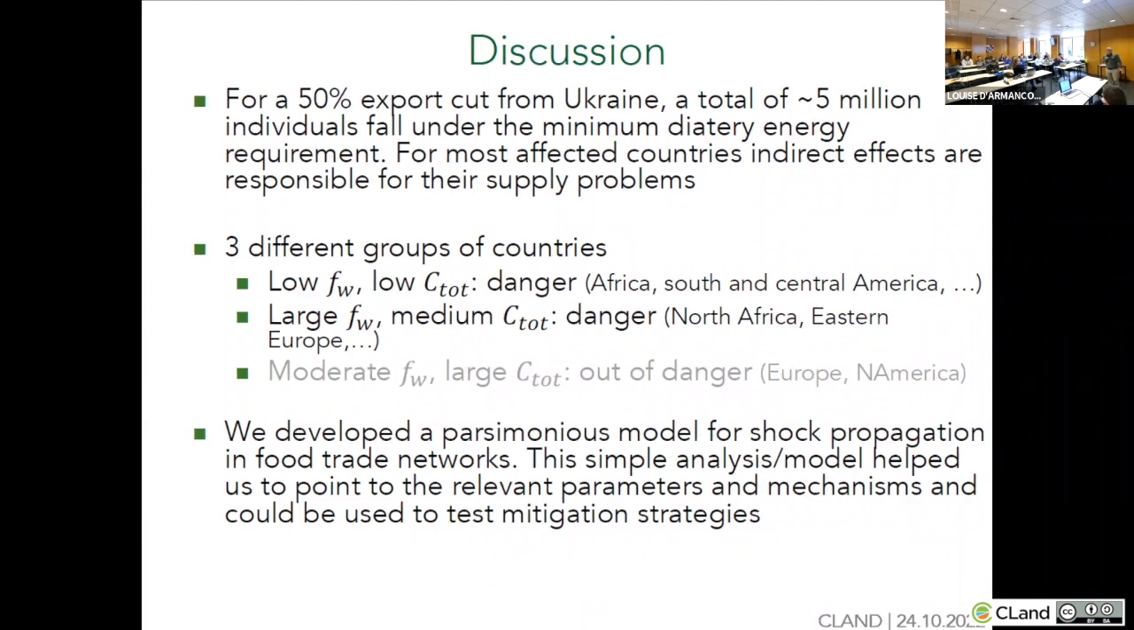But now for mitigation. The mitigation strategy is relatively clear. You have to lower your FW, your dependence on wheat. So you have to change the food basket, or you have to increase the total amount of food available. I don't say it's easy. But you can't play on the network itself. But this will have an effect on the network. The network is just an import-export network. So it's just a country deciding how much it will import. So that can be tuned by the country itself.